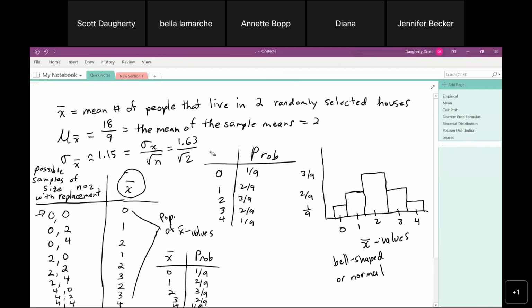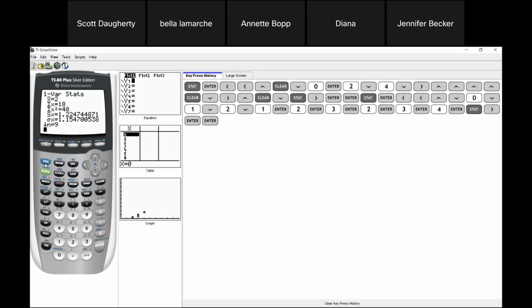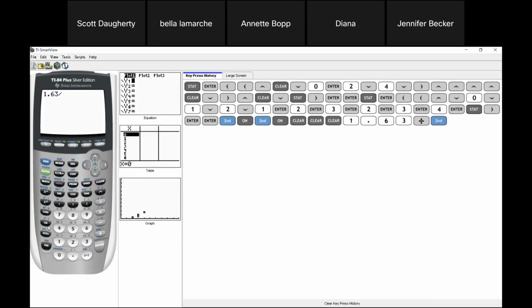Let's just see if that's the same as 1.15, just to double check it. So it's actually easier to do it this way, right? Rather than put all the 9 numbers into our list and then going to one variable statistics, we could have just taken our original standard deviation of 1.63 and divided it by the square root of the sample size, which was 2. And indeed, we get the same number, 1.15.